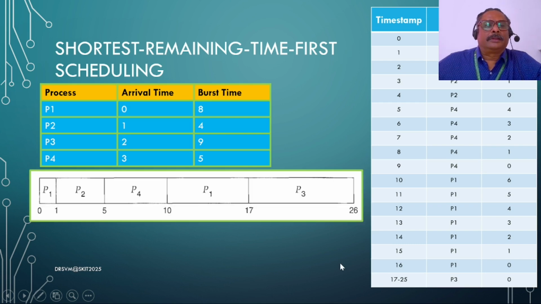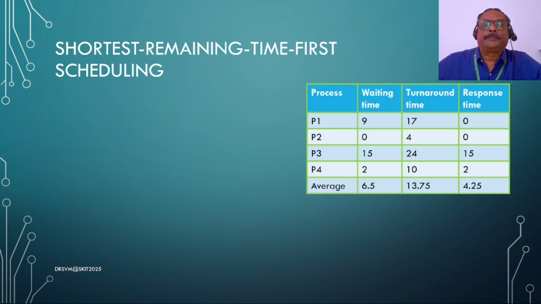Now if we look at the situation, it looks like this. First slot P1 occupies, then the next 4 slots P2 occupies, then the next 5 slots P4 occupies, then the next 7 slots P1 occupies, and finally 9 slots P3 occupies.